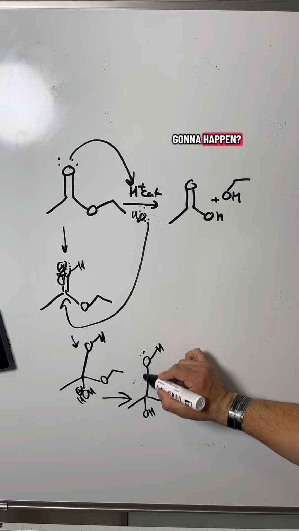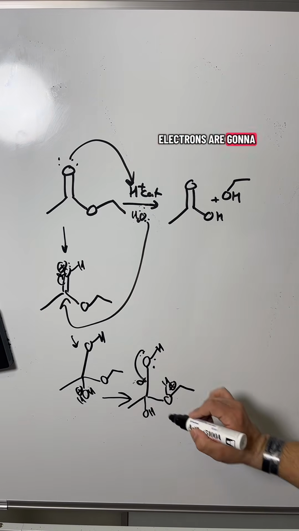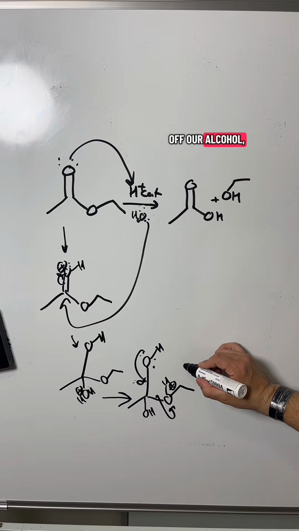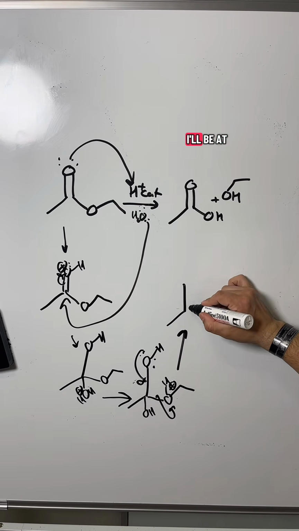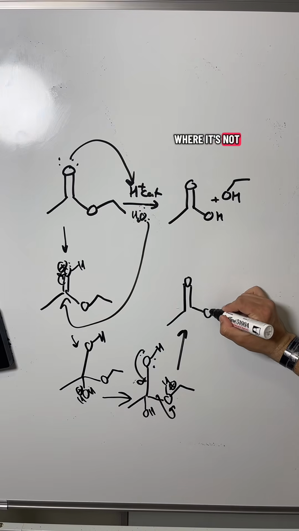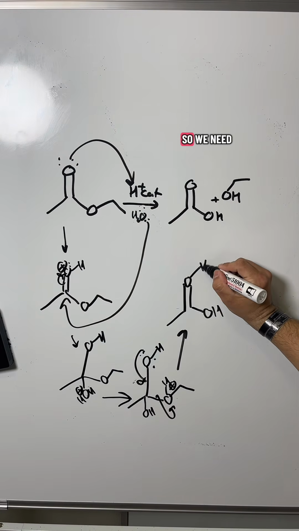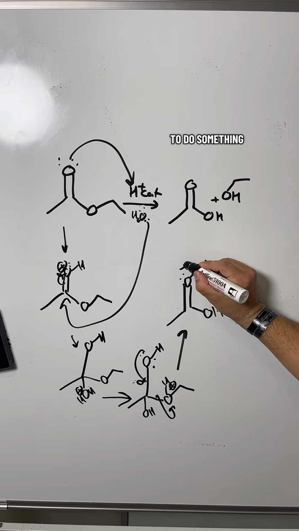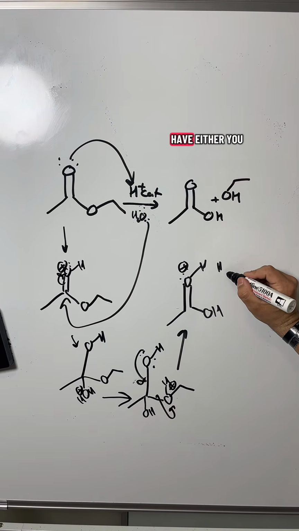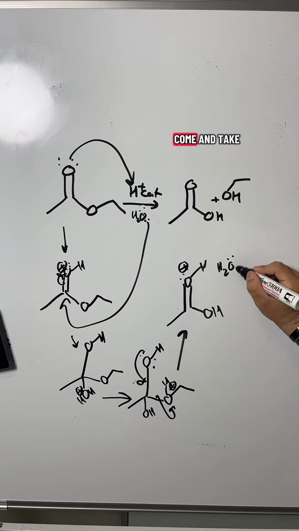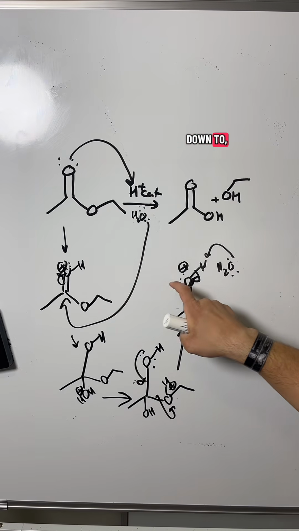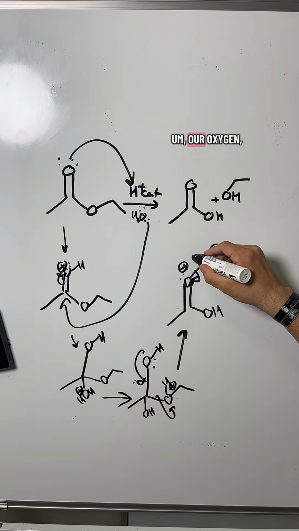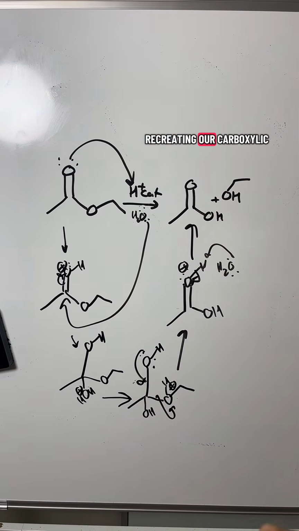And then what's going to happen, the electrons are going to come back down. We're going to kick off our alcohol. We're going to reform our carbonyl, albeit protonated again where it's not very happy. So we need to do something about that, and you simply have water come and take this proton again. We're going to kick this down to our oxygen, recreating our carboxylic acid and then our alcohol as well.